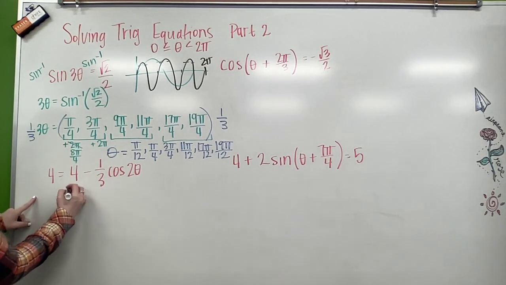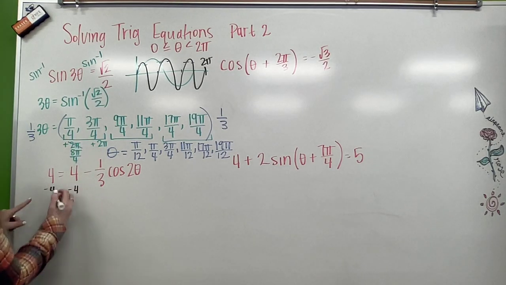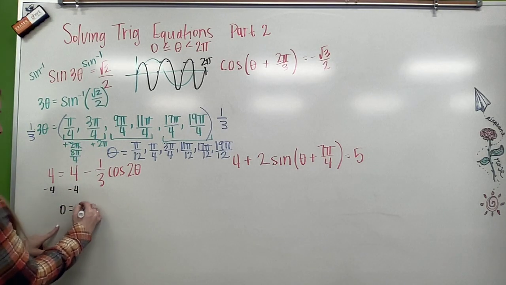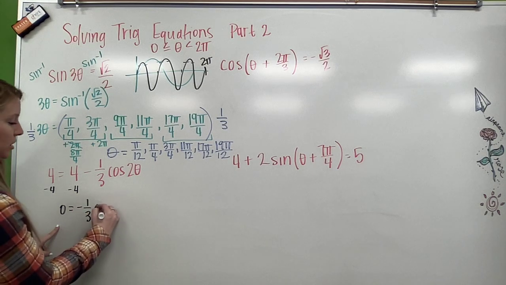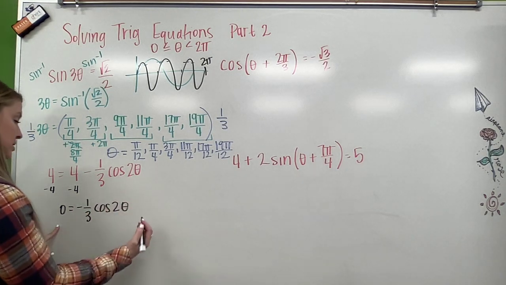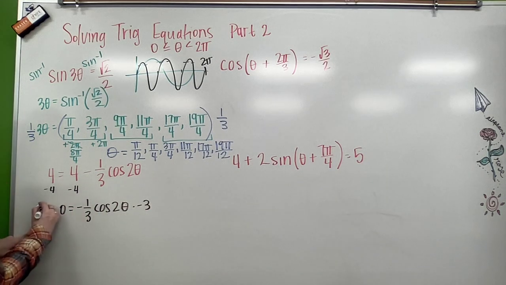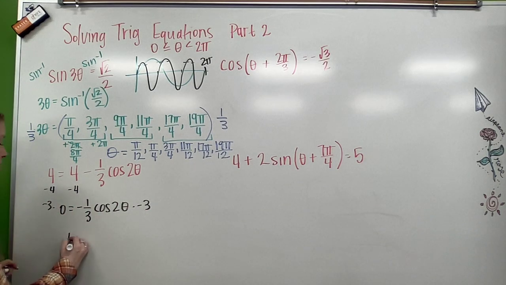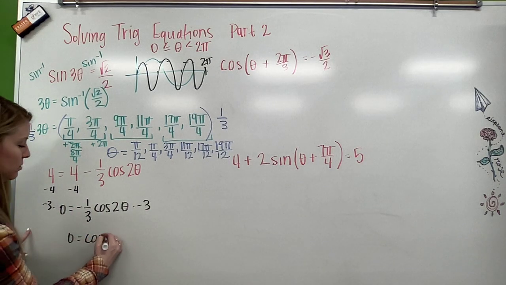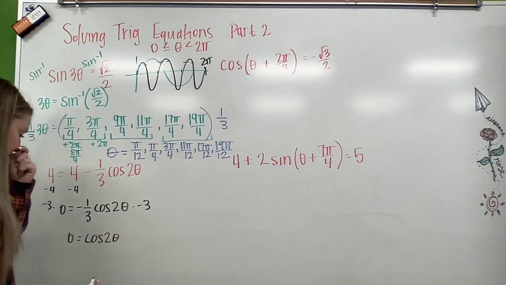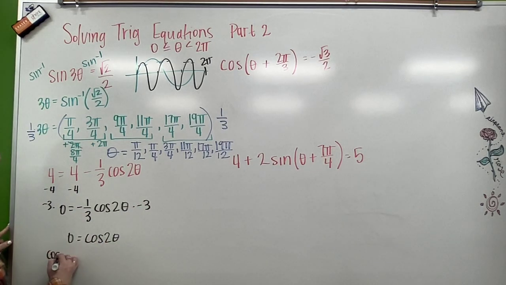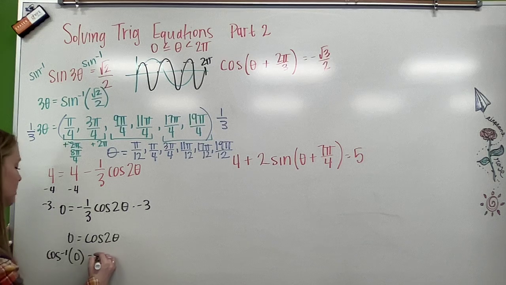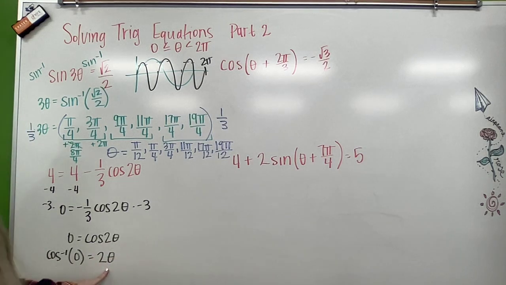So what I'm going to do is subtract the 4 from both sides here. So 0 equals negative 1/3 cosine of 2 theta. Then I'm going to multiply by a negative 3 to cancel that 1/3. 0 equals the cosine of 2 theta. So now I'm looking at the cosine inverse of 0 equals 2 theta. 2 theta tells me I'm going to go around the circle twice.